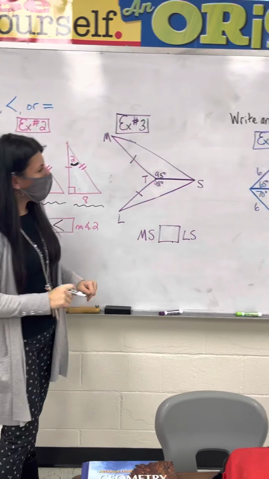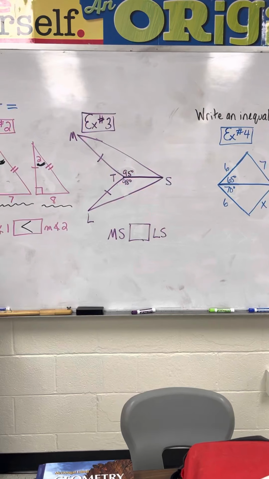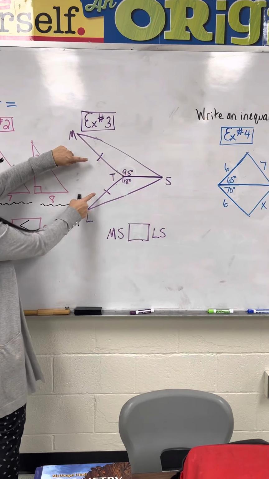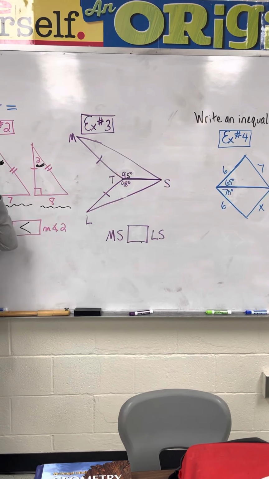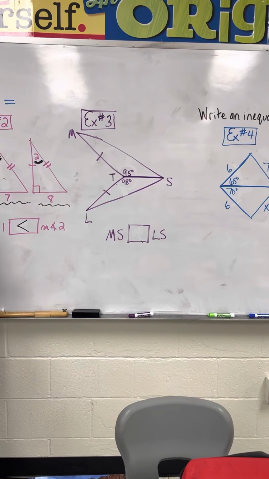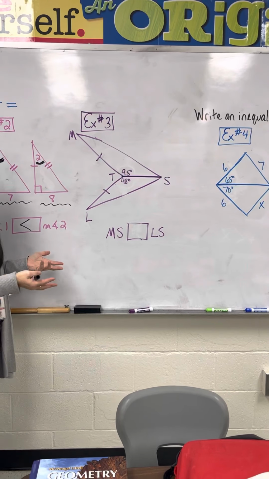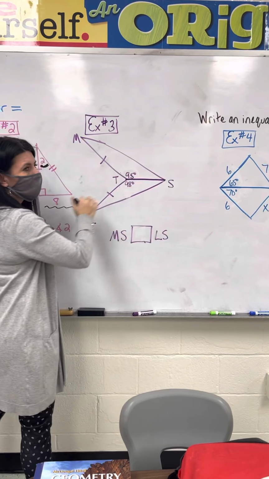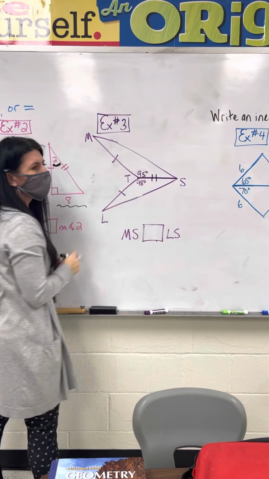Next example, do we have two sets of congruent sides? No. We do. These are marked, and remember, with a lot of problems in geometry, not everything is spelled out for you. You have to know that this side here is reflexive, which means it's congruent to itself.